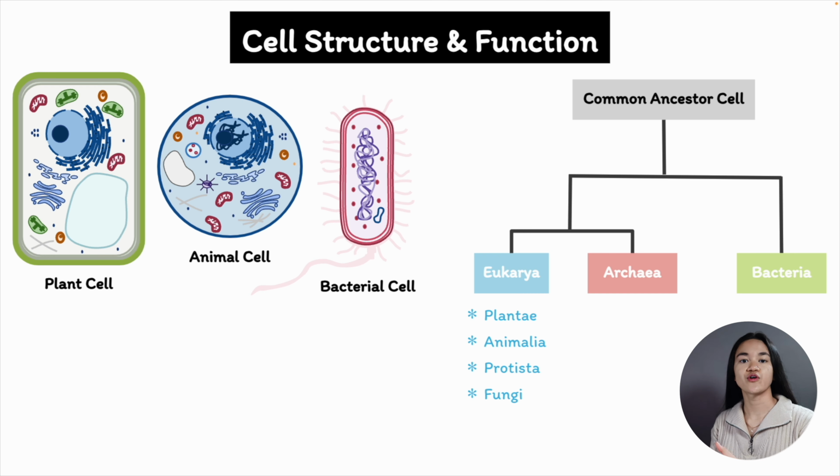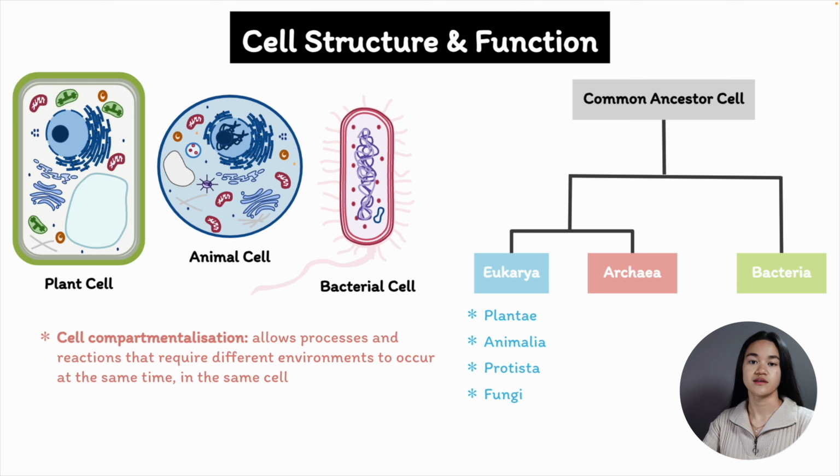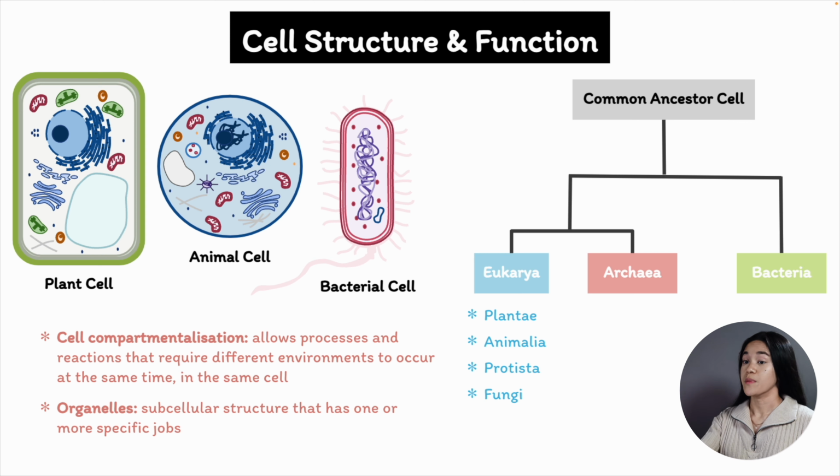This is known as cell compartmentalisation, and the benefit of this is that it allows processes and reactions that require different environments to occur at the same time in the same cell and at the right conditions. The membrane-bound compartments within eukaryotes are called organelles, and the membranes around the organelles control the movement of substances between the organelle and the cell cytosol. Let's start with the cell membrane before touring the structures inside.